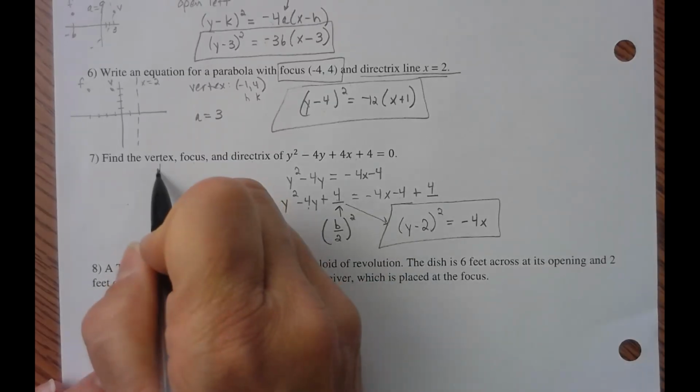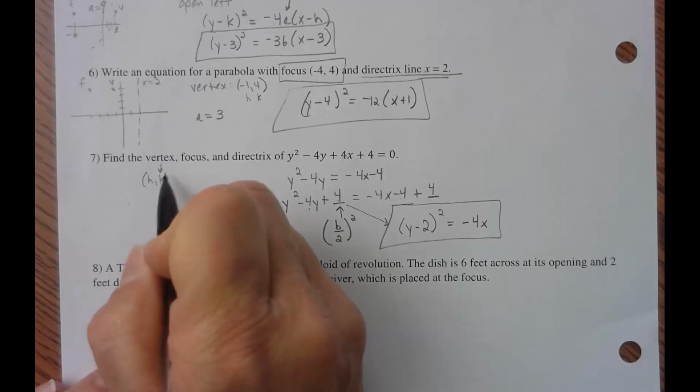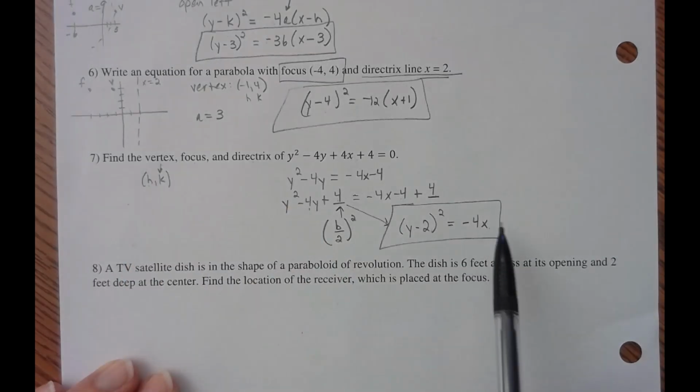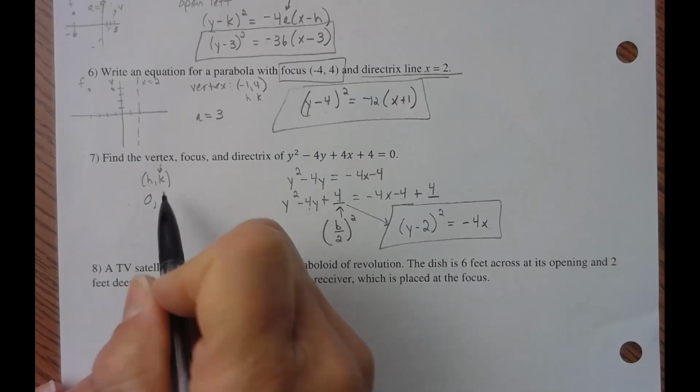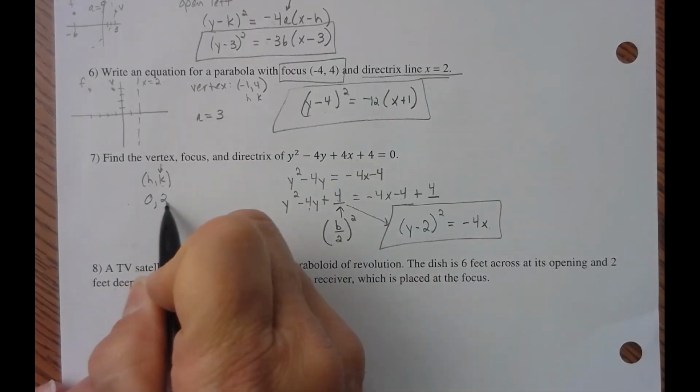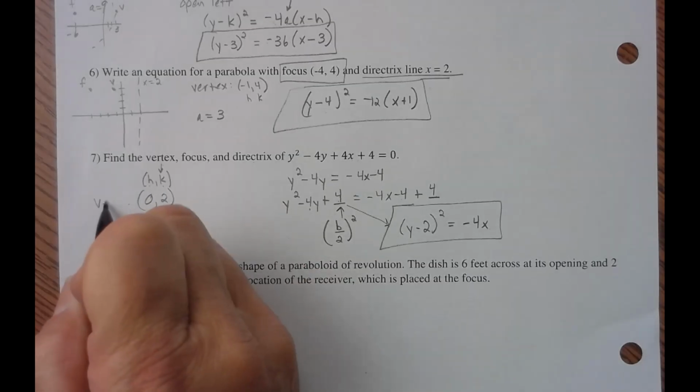So remember, the vertex is (h, k). h is always with the x. In this case, that would be 0. k is always with the y. In this case, it's 2. So here's my vertex.